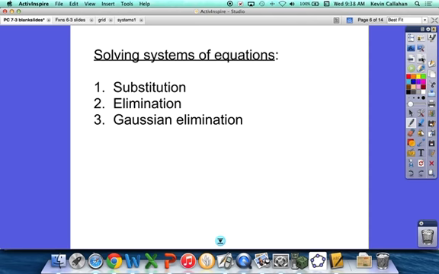Okay. Now, that method of doing row operations, so you put it in the row echelon form, that's what we mean by the Gaussian elimination, right? That's the Gaussian elimination.